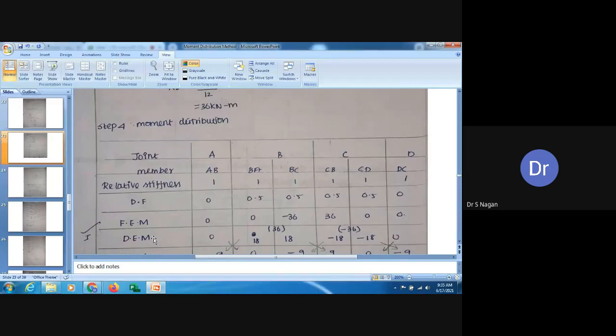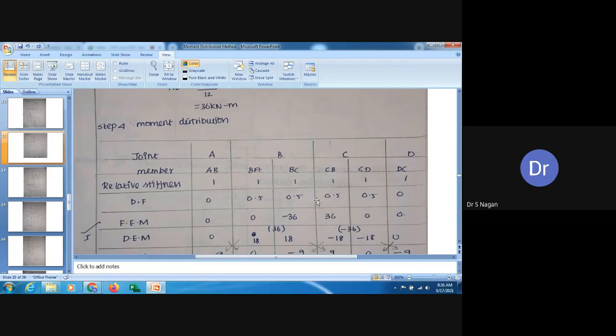For distributed end moment, we should consider every joint. Okay, so consider joint A. There is no fixed end moment, therefore no distributed moment. Also, distribution factor is zero, therefore zero. Okay. Now come to joint B. At joint B, we have 0 and -36. So the unbalanced moment is 0 minus 36, which is -36.